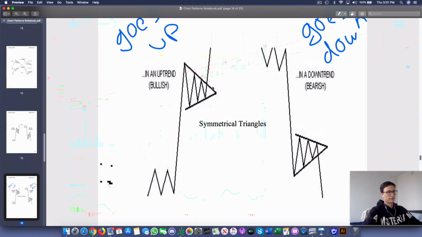You want to wait for a break above the resistance level in an uptrend, and you want to wait for a break in the support level for a downtrend. If you're selling stock short or if you're going long on a stock, depends which one will be beneficial for you.